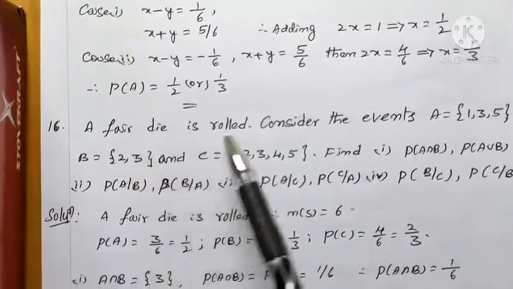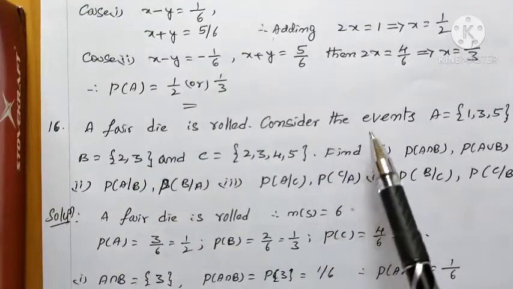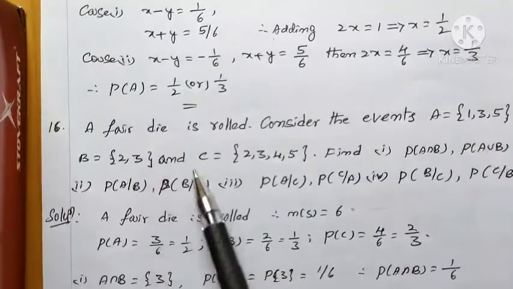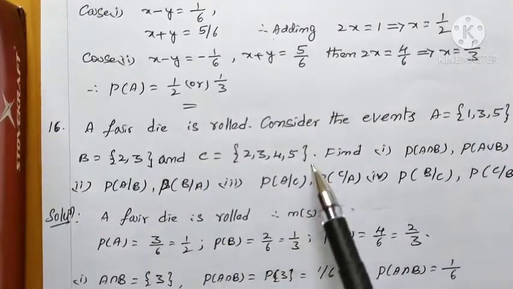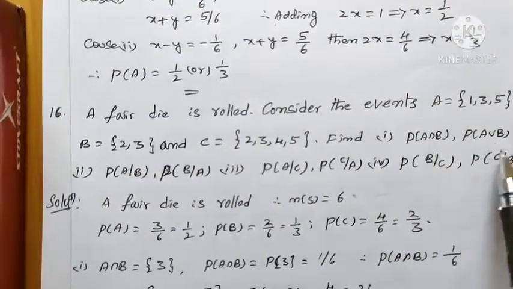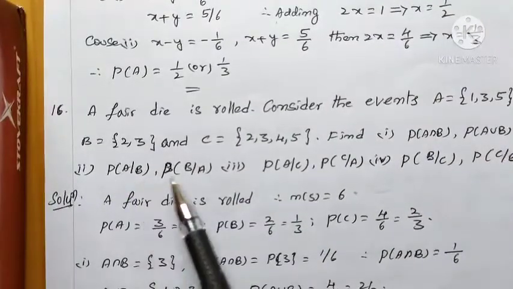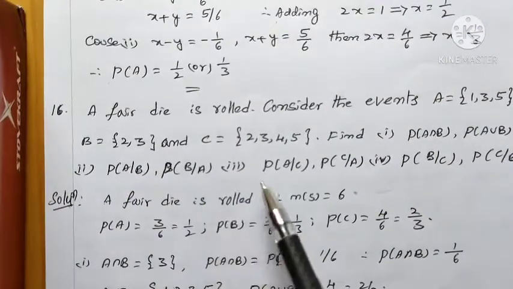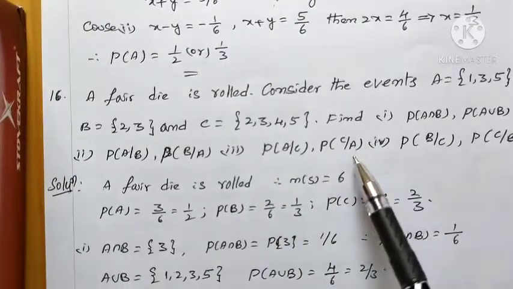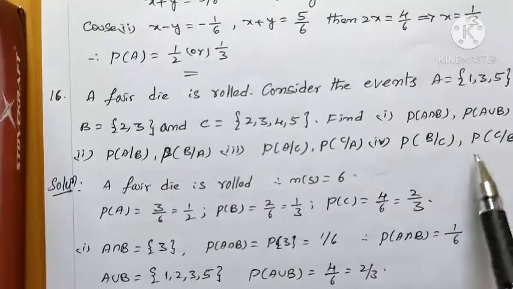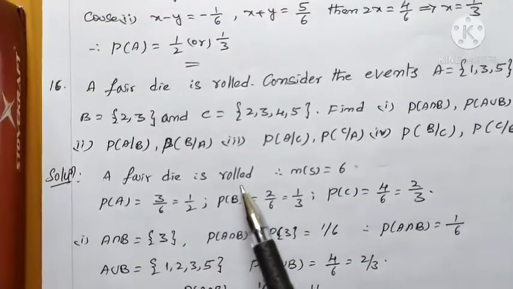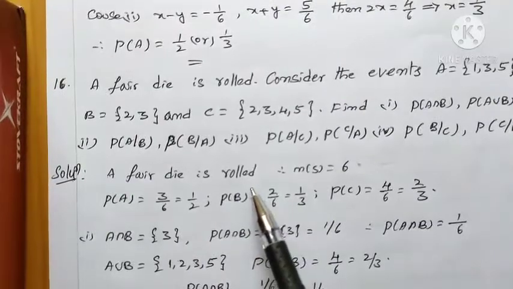Next problem. A fair die is rolled. Consider the events A is equal to {1, 3, 5}, B is equal to {2, 3} and C is equal to {2, 3, 4, 5}. Find P of A intersection B, P of A union B. Second one, P of A by B, P of B by A, P of A by C, P of C by A, P of B by C, P of C by B. A fair die is rolled. That means one die is rolled.